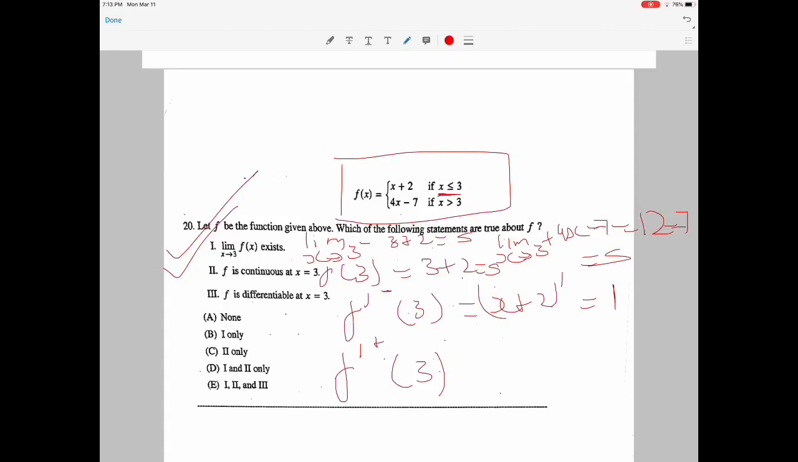The constant gets cancelled and x to the power 1 becomes 1. And f prime from the right side of 3, here is from the right side, which is the derivative of 4x minus 7. The constant goes away, and the power 1 comes down times 4, so it is equal to 4. It is not differentiable at x equal to 3, since the left and right derivatives don't equal. So the answer is D.